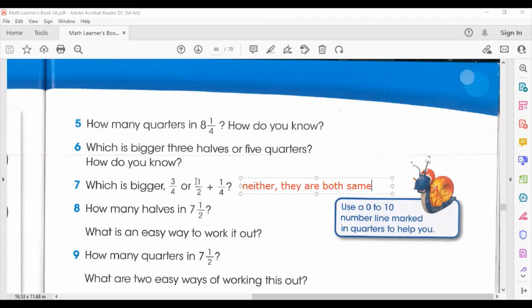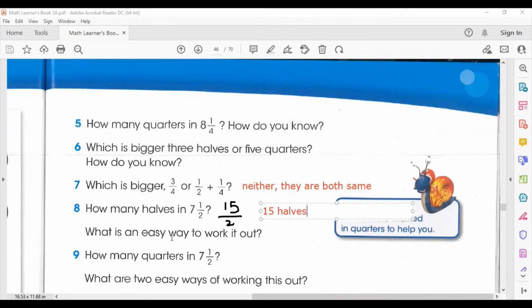So just change the mixed number into a fraction. 7 multiplied by 2, 14 plus 1, 15. So 15 by 2. So how many halves here? 15. So we can write here 15 halves. 15 by 2 or 15 halves, both correct.